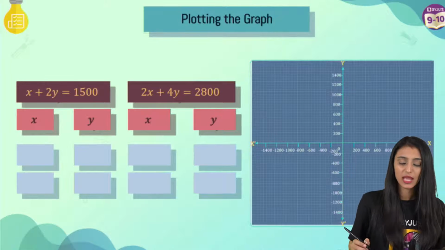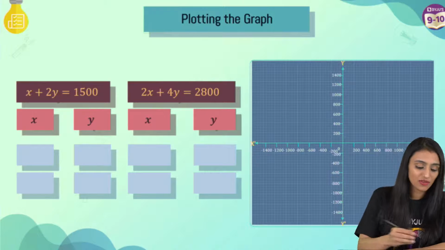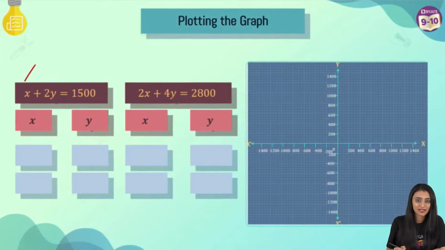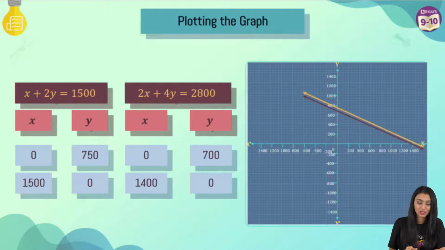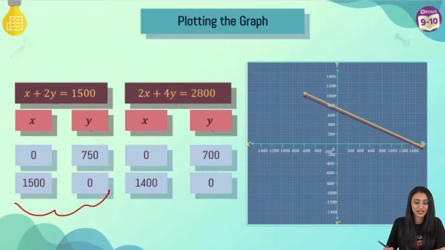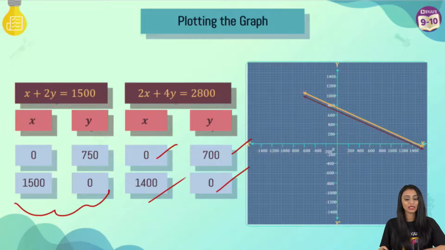Let's plot them on the graph. Now we need points. We need points, right? So let's suppose if I put x as 0, 2y would be equal to 1500, so y would be 750. If I put y as 0, this entire term would be 0, x would be 1500, right? So I have the points. Similarly for the next one. Yes, I can see the points here. So if I put x as 0, y is going to be what? 700. If I put y as 0, x is going to be 1400. Clear this thing? Any doubts?